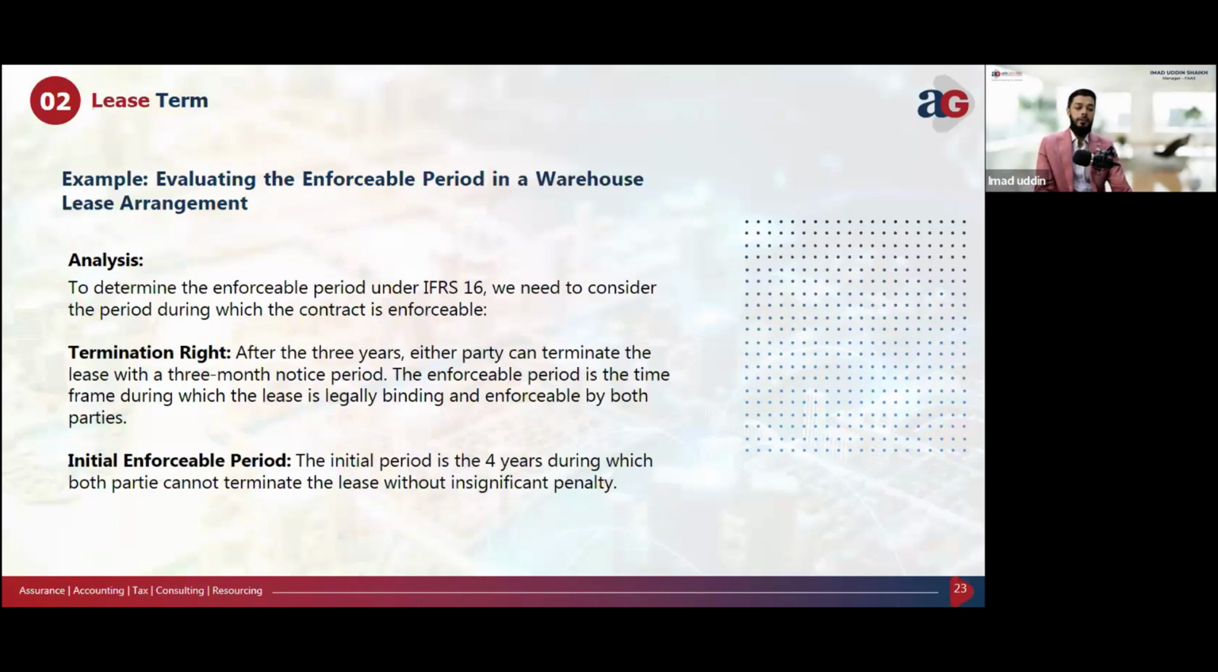So here's the analysis. We need to consider the period during which the contract is enforceable. After 3 years, both parties can terminate with the 3 months notice. The enforceable period is the time frame during which the lease is legally binding and enforceable by both parties, right? But the initial period is the 4 years during which both parties cannot terminate the lease without a significant penalty, right? So that is the enforceable period. So it's very straightforward. We have a 4-year enforceable period. But what would be the lease term in this particular case?